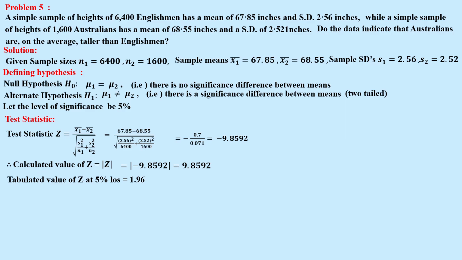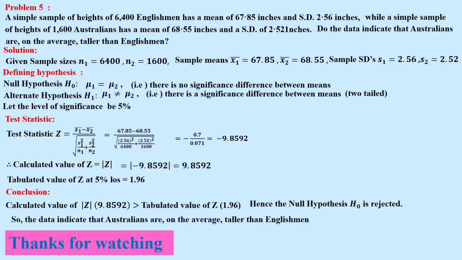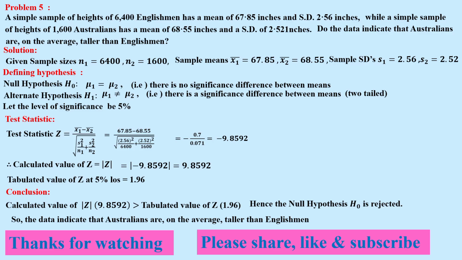So conclusion, calculated value is greater than tabulated value, therefore H0 is rejected. So Australians are taller than Englishmen, right? That is the conclusion. Thanks. You can try on the right tail also in this case.